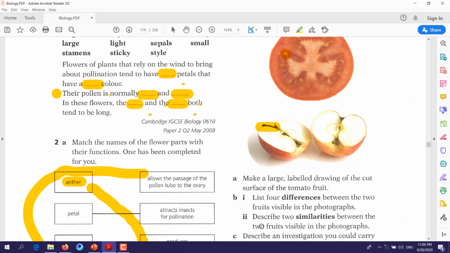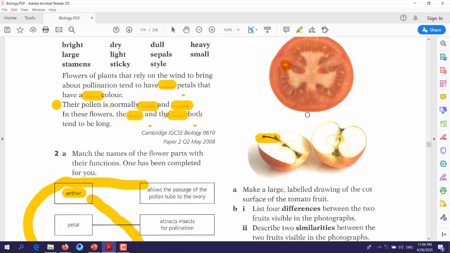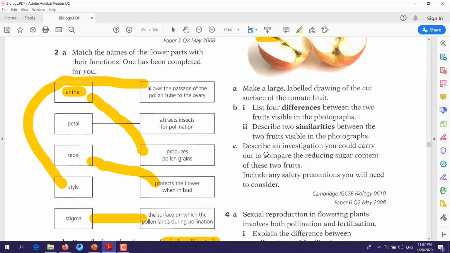Describe 2 similarities between the 2 fruits. The 2 similarities, you will say both of them are mature ovary. Both of them have seeds. That's it. C. Describe an investigation you could carry out to compare the reducing sugar content of these 2 fruits.